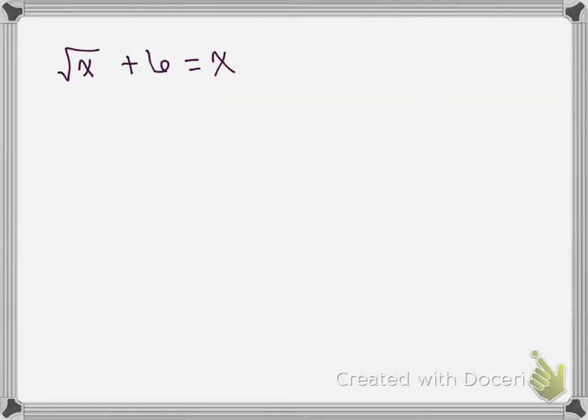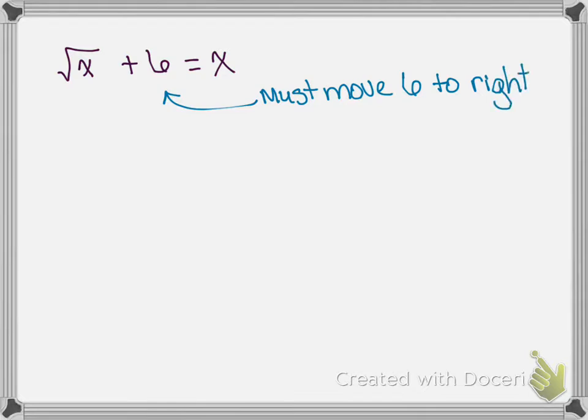Okay. The square root of x plus 6 equals x. Now, what's different about this one? The 6 is outside the square root. We must move the 6. Okay? We've got to get it on the other side. How am I going to do that? Subtract 6 from both sides. Then I'm left with the square root of x equals x minus 6.